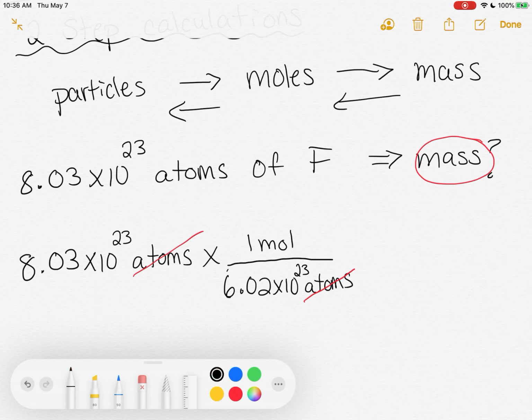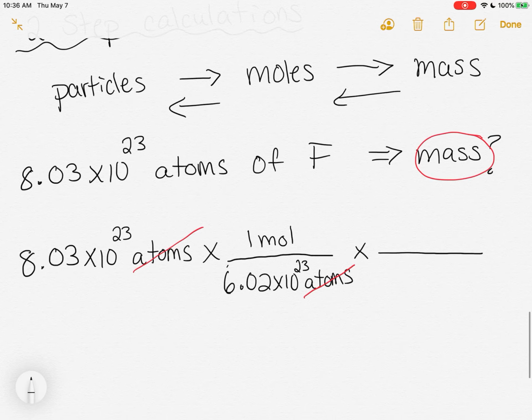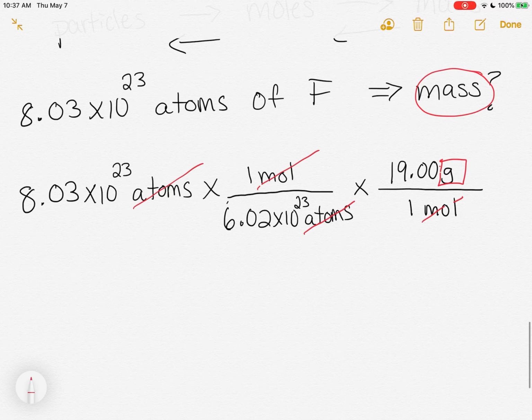But I don't want moles, I want mass. So I am going to add a conversion factor. And this conversion factor is going to allow us to calculate going from moles to our mass. So I want to put 1 mole on the bottom. This conversion factor is going to be molar mass. So for fluorine, the molar mass is 19 grams per 1 mole. And so that will allow me to cancel out my moles, and I'll be left with grams as my unit once I do that calculation.